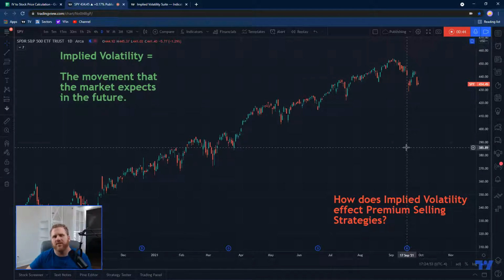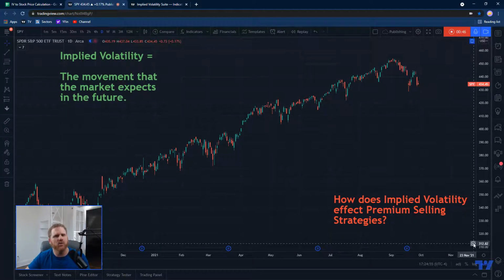Now, how does this affect our premium selling strategies? Well, we want there to be a lot of implied volatility because that creates a big spread. Either we can get more premium within a certain range that we want, or we can take these strategies further away from the current stock price and possibly increase the probability of success.